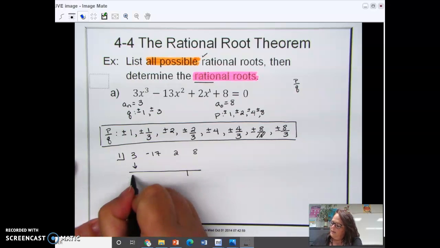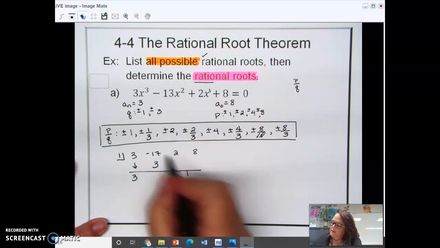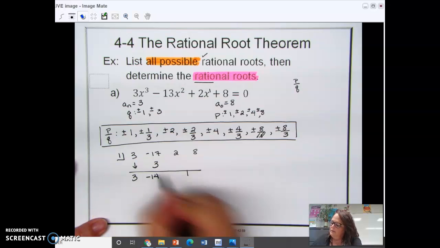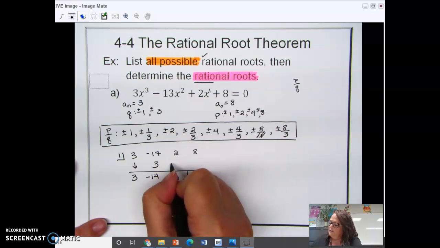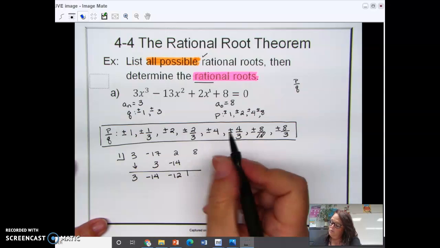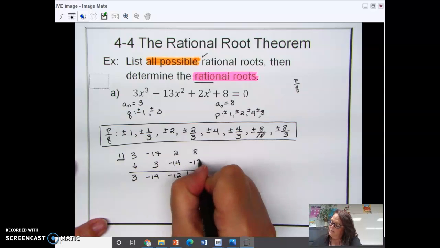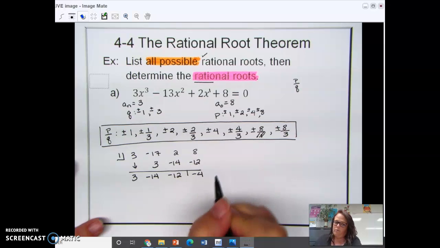So I can bring down the 3. 1 times 3 is 3. This sum is negative 14. So then if I put negative 14 up here, I get negative 12. And then if I do 1 times negative 12, I get negative 12, and that sum is negative 4.